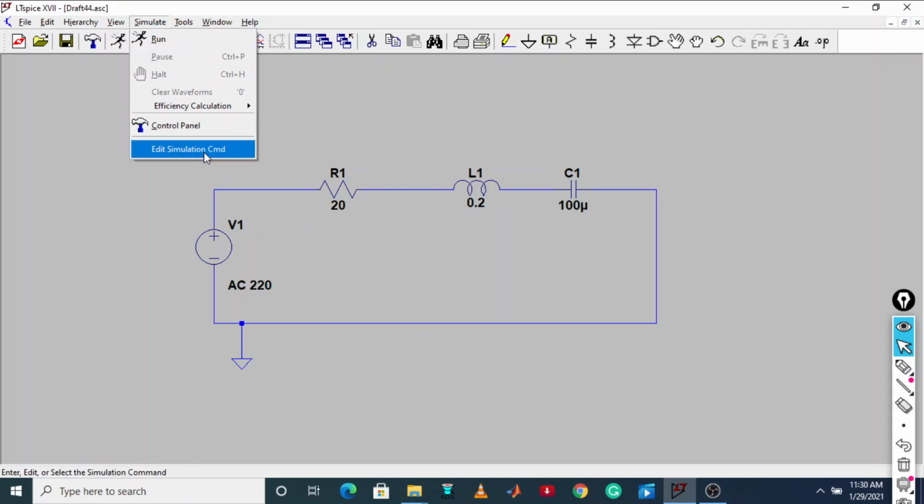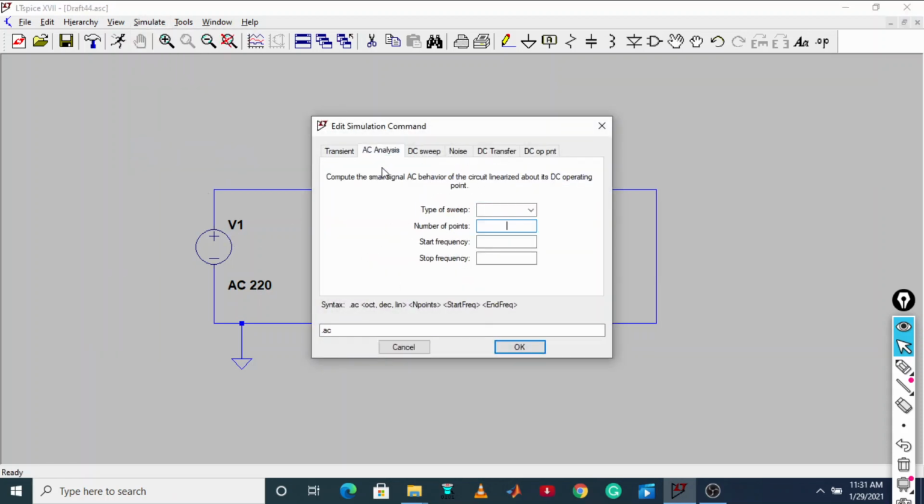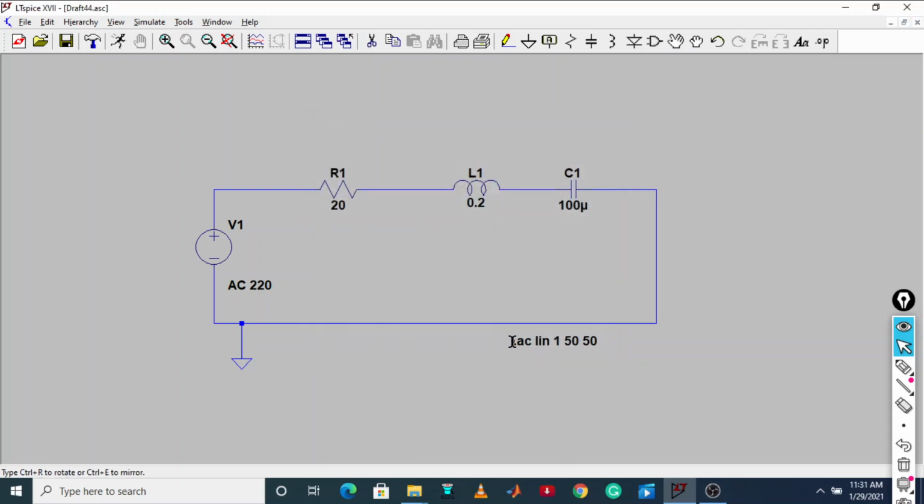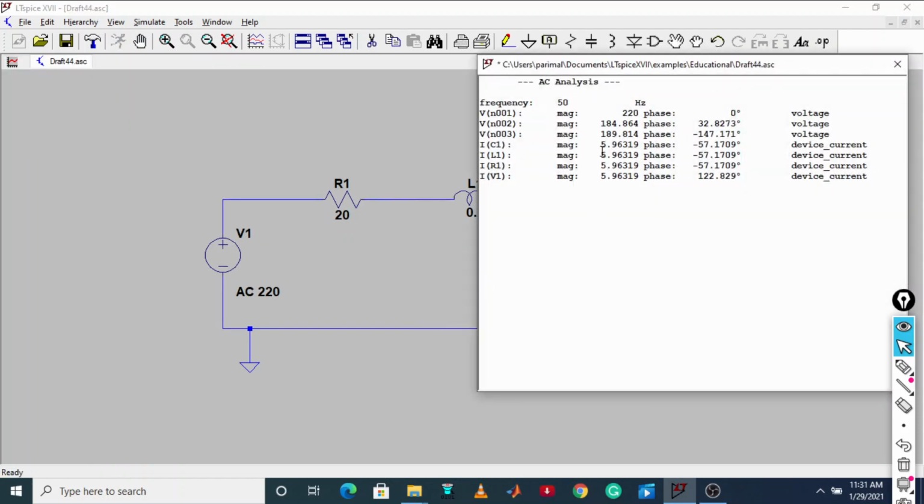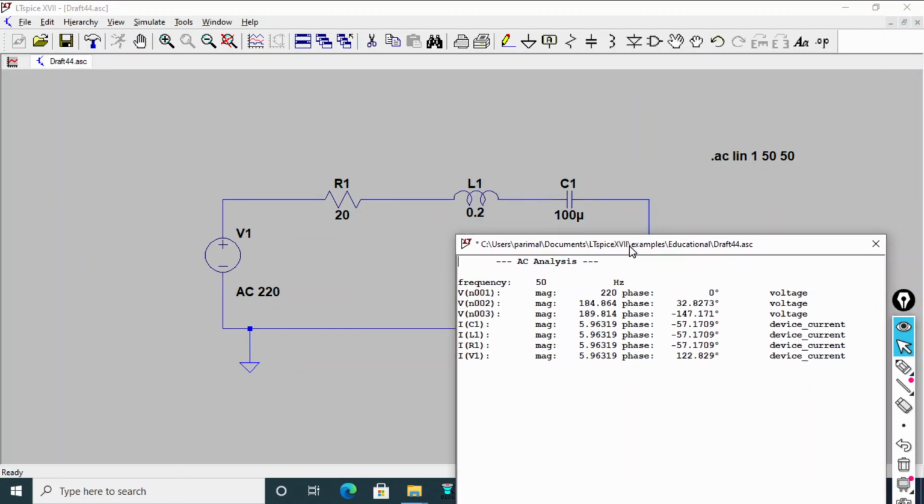Now go to simulate, edit simulate, go to AC analysis, type of sweep, give it linear, number of points. At one point you have to calculate. Start frequency must be 50 because this is the domestic supply we have taken. The domestic supply is 50 Hertz, and stop frequency will also be 50 because we need to calculate at one point. So press OK. Now put it over here and run it. Now you will get this result.